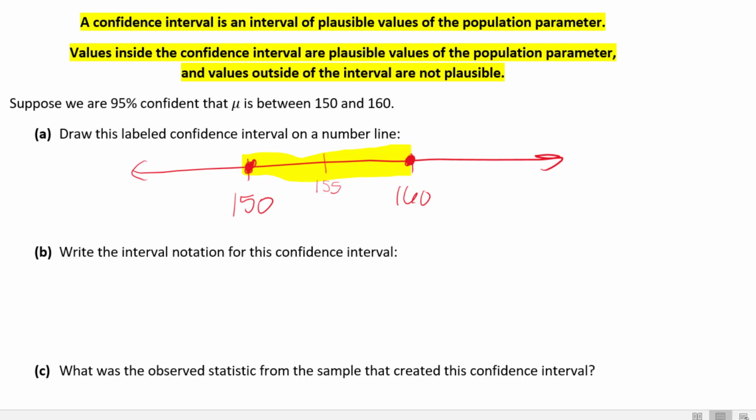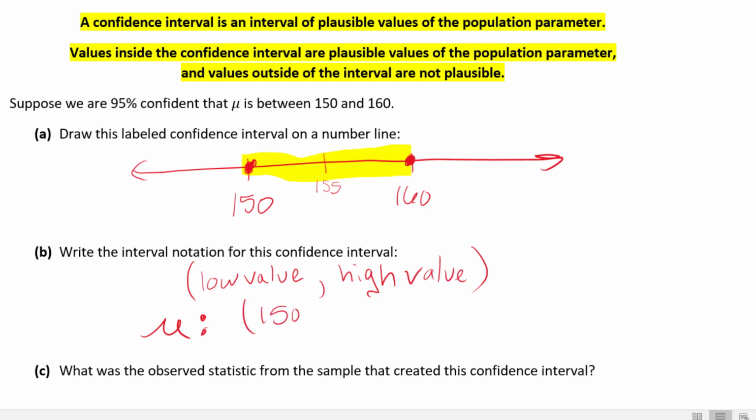It then says to write this interval in interval notation. When you write a confidence interval in interval notation, you always write a parenthesis, the low value, a comma, the high value, and then end your parenthesis. So our confidence interval, we think mu is somewhere between 150 and 160. So I write it in parentheses. The low end is 150, the high end is 160, separated by a comma. That's interval notation.